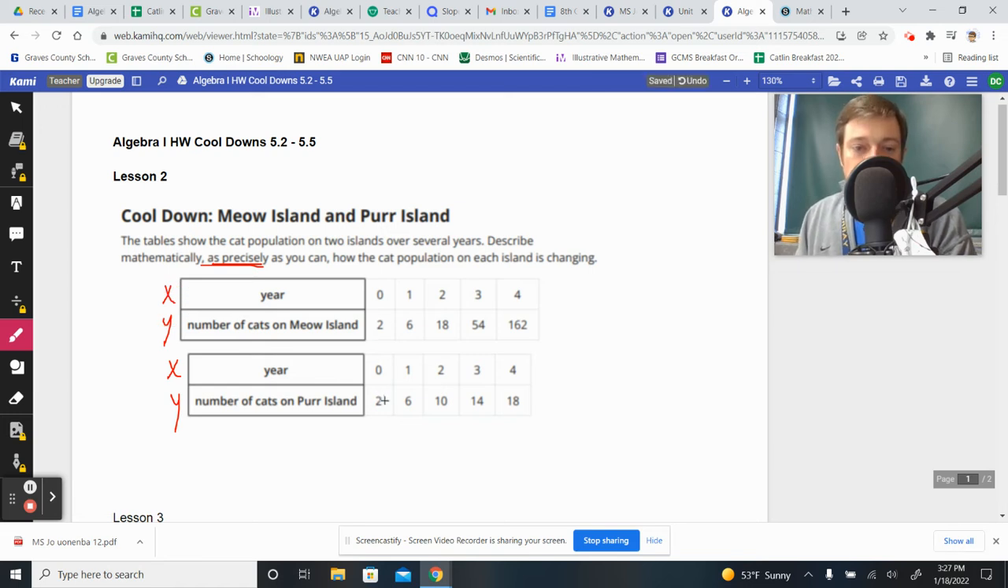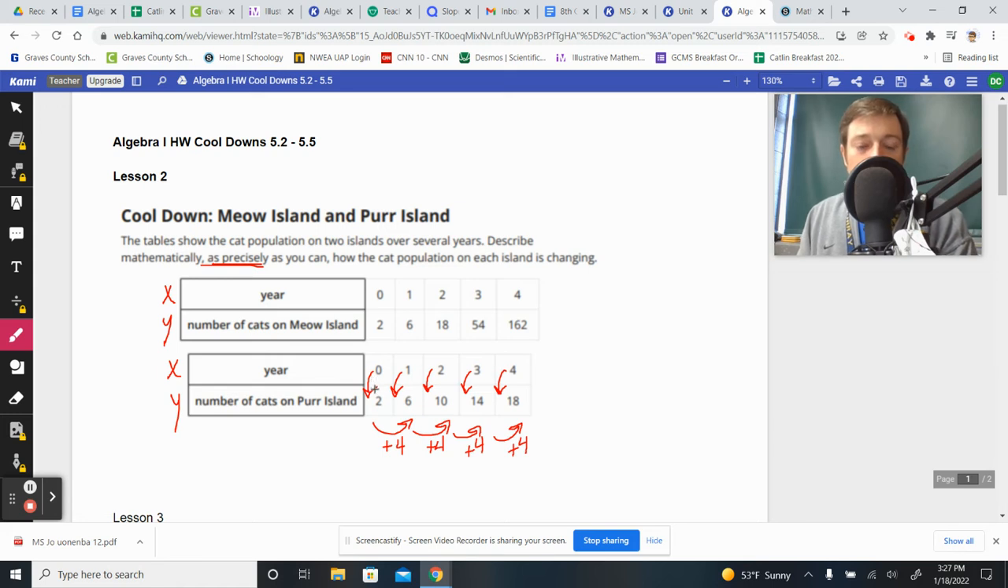If we wanted to make a rule for this one, what we could do is look at the change per year, and we could notice that there's four more added to the island every year, right? It's pretty basic, just a new family showing up, a family of four moving into the island. So we can take that difference every year, and that's really going to be our multiplier for our rule. So if I want to get from years to how many cats are on Purr Island, I could use a multiplier of 4.